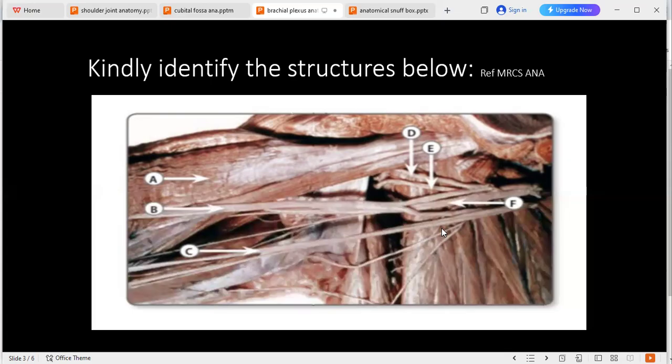After divisions, there are cords. How many cords are there, please? Three cords. Medial, lateral, and posterior. What is their relation to the axillary artery, and in which part of the axillary artery exactly? They are related to the second part of the axillary artery, and that's how they are named.